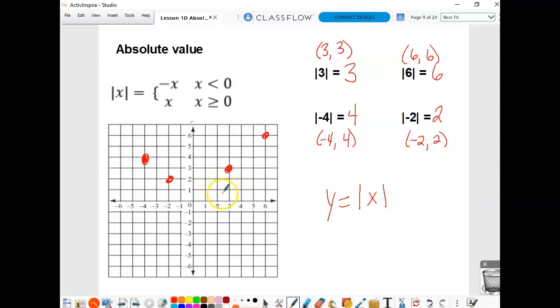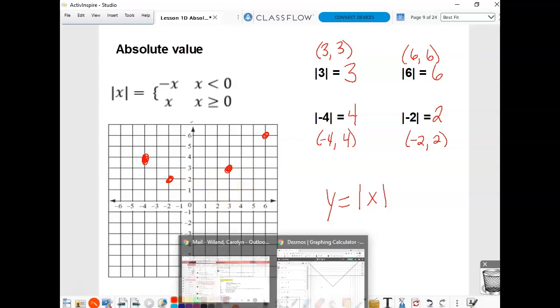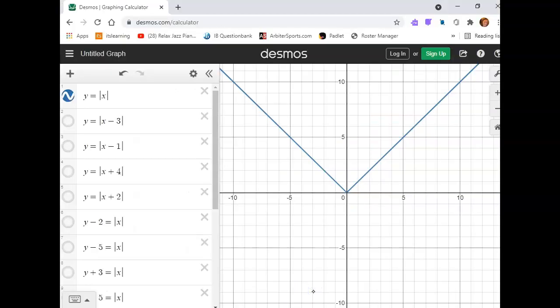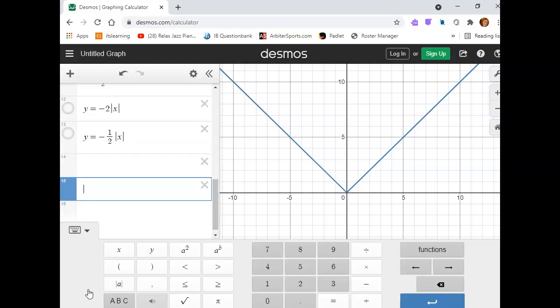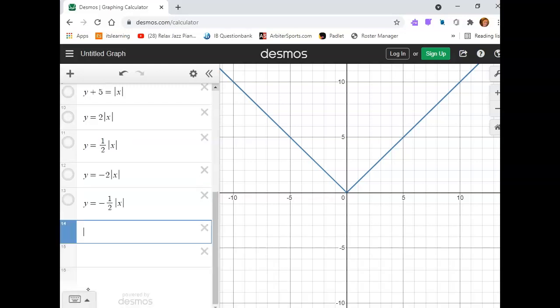Let's go ahead and double check by looking at the graph real quick. So you can see here I have graphed y equals the absolute value of x. If you're looking for those absolute value bars on your keyboard, it's right up above the ABC button. So it's this one right here. See the absolute value bars right there? That is your absolute value bars. You have to open it and you have to close it. I already have some other graphs in here that we're going to use in a few minutes. But let me close that back down and let's go up and look.